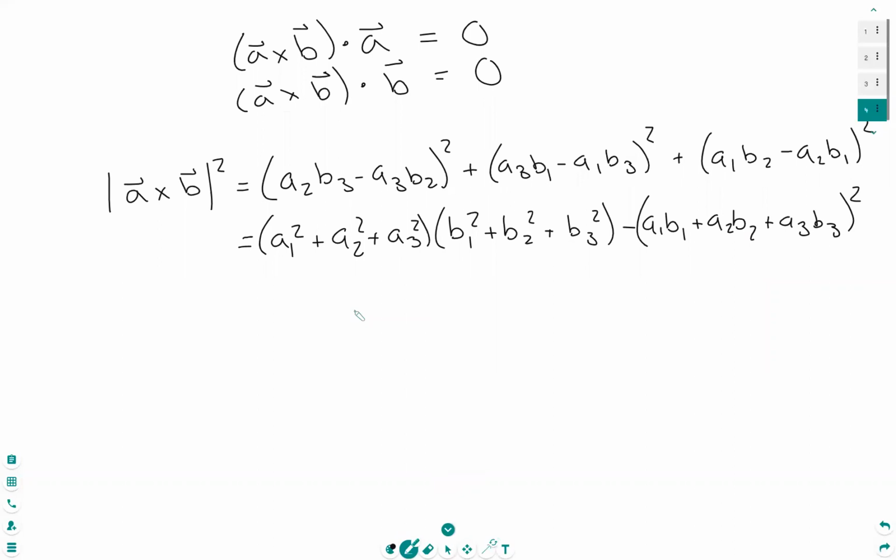So let's look at these entries individually. Well, I have this A1 squared plus A2 squared plus A3 squared here. This is the magnitude of A squared. Now the second term here, this is the magnitude of B squared. And if we look at what's inside these parentheses here, this is the dot product. So we have minus A dotted with B squared.